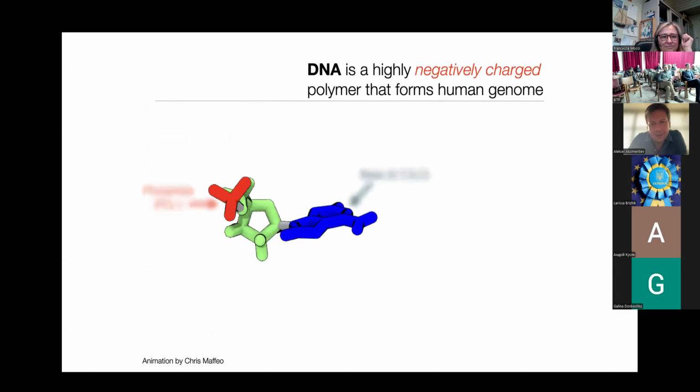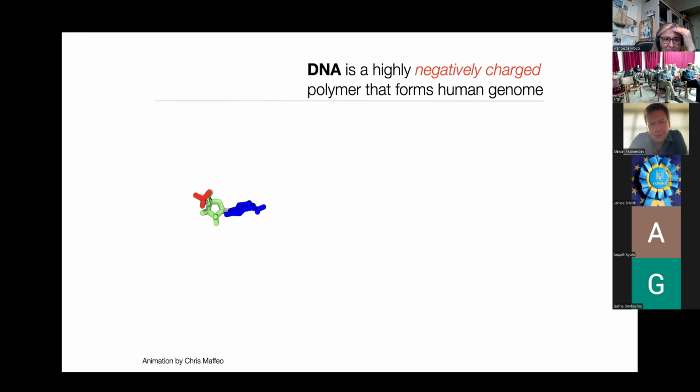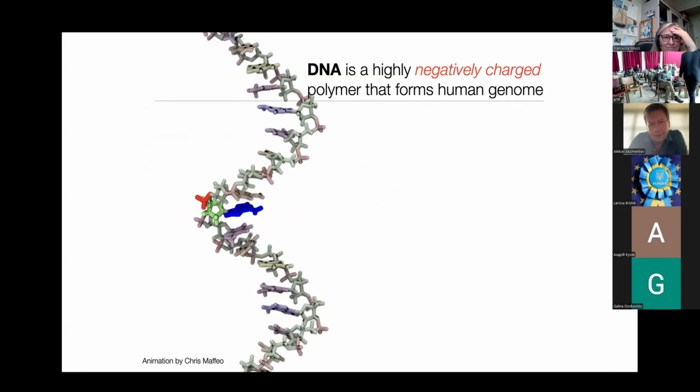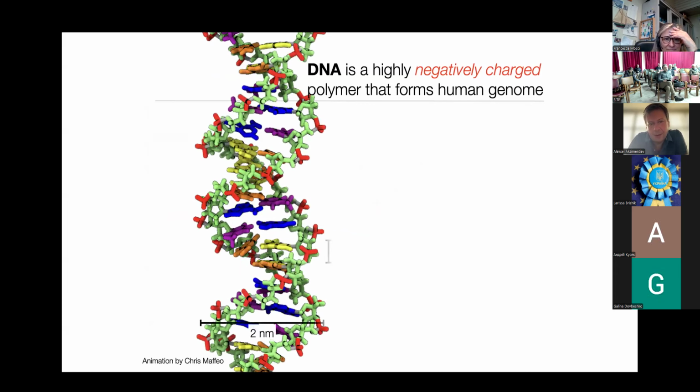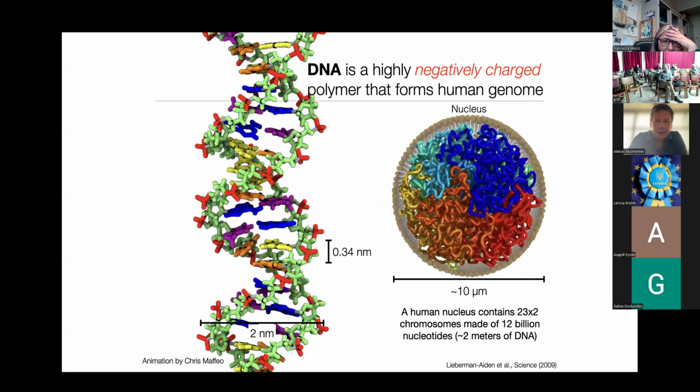The base is something that is different across different nucleotides: A, C, G, T. Two strands come together to form a helix. The dimensions of the helix are about 2 nanometers across, and the stacking distance is about 0.3 nanometers. And yet, this highly charged polymer somehow fits within the nucleus.